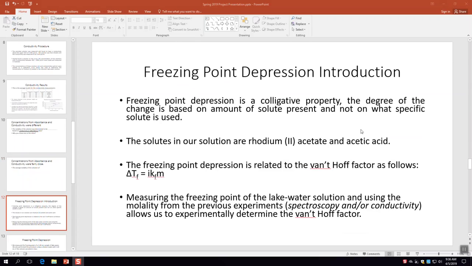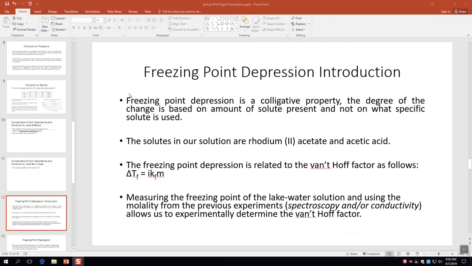So in this section of the experiment, we took a look at the freezing point depression of a known solution and our unknown lake water sample in order to determine if they had the same Van't Hoff factor, and if that Van't Hoff factor was close to the theoretical Van't Hoff factor of rhodium acetate dissolving in solution, which gives you rhodium 2 plus and 2 acetate ions, so it's 3. So that was our goal.